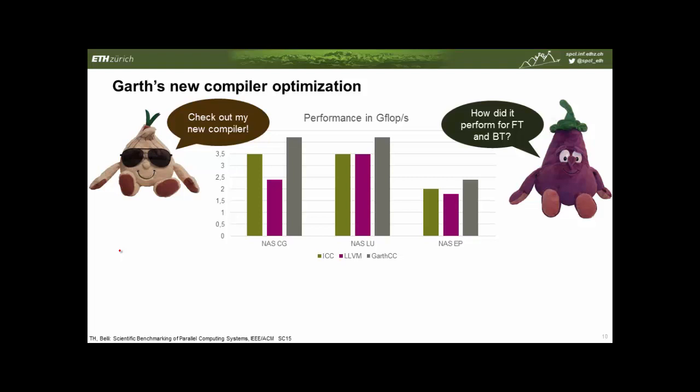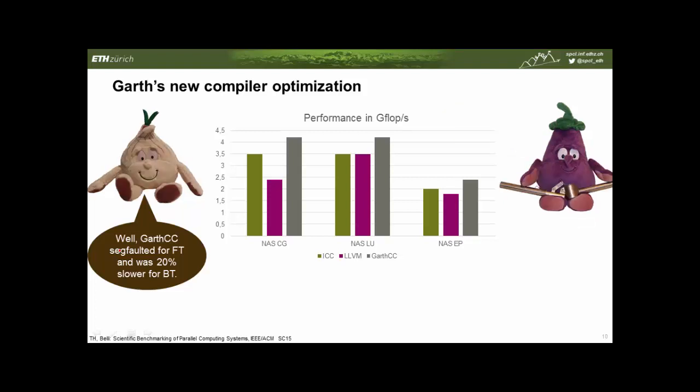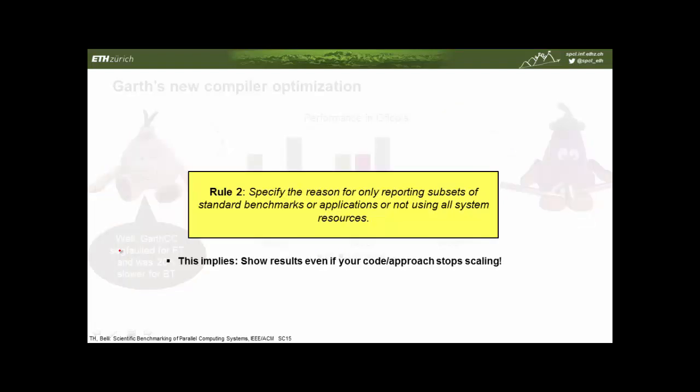Because you know that NAS has more benchmarks, and they say, well, as many students would sometimes say, well, you know, my compiler seg faults for this other case and is much slower for this BT benchmark, but you know, BT doesn't matter anyway, so I don't need to report it. That's of course not a good idea. So what do we actually need to do here?